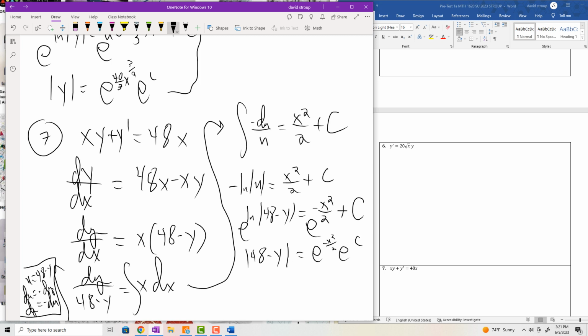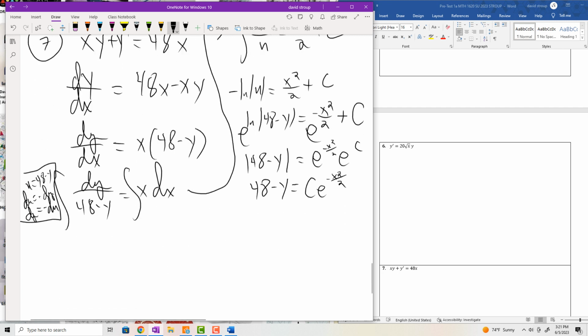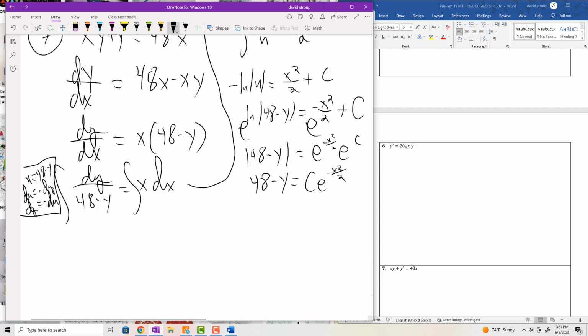And then drop the absolute values, replace with plus or minus, and then replace the plus or minus e to the c with c. And then finally solve for y. So we'll just add the y and then subtract the c e to the negative x squared over 2. Flip-flop sides, you get y equals c e to the negative x squared over 2 plus 48.